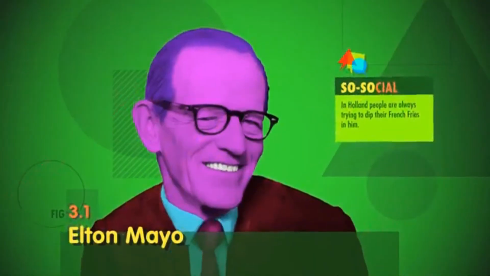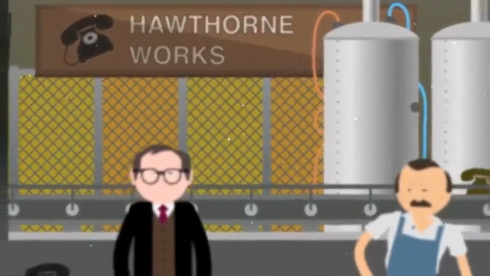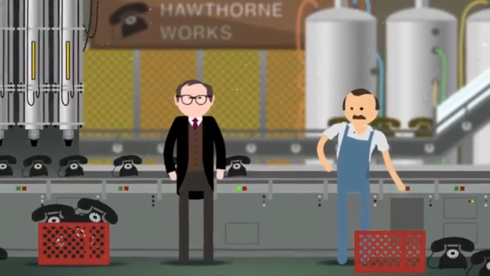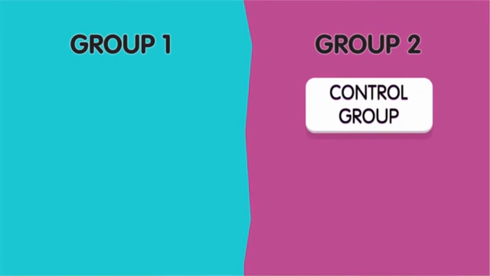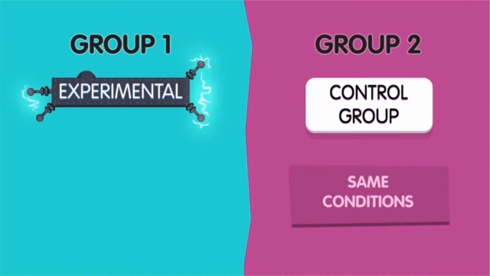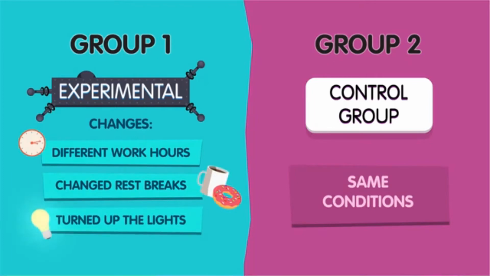In the late 1920s, Austrian sociologist Elton Mayo went to a telephone factory known as the Hawthorne Works in Cicero, Illinois. His goal was to help the Western Electric Company figure out how to make its workers more productive. So Mayo split the factory staff into groups: a control group who kept working under the same conditions as always, and an experimental group. For the experimental group, Mayo made a series of changes to their working environment. He gave them different work hours, changed up their rest breaks, even turned up the lights on the factory floor.